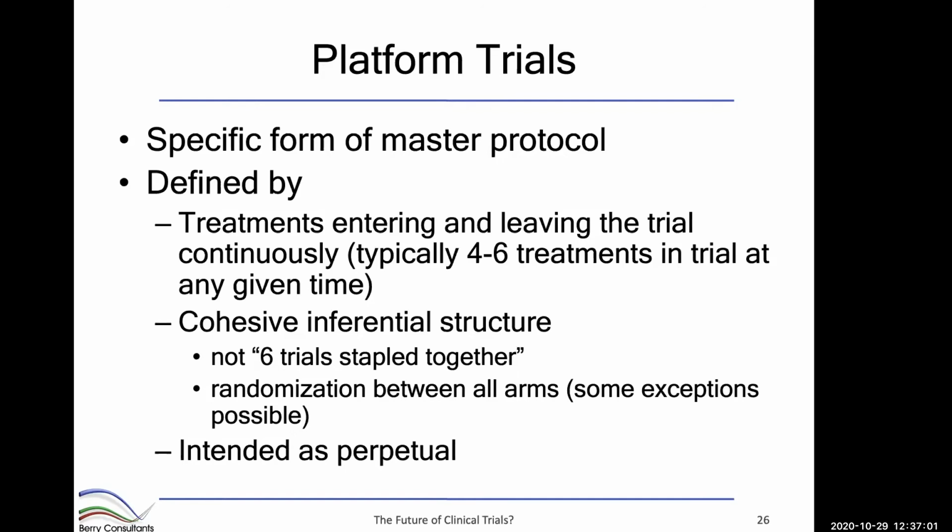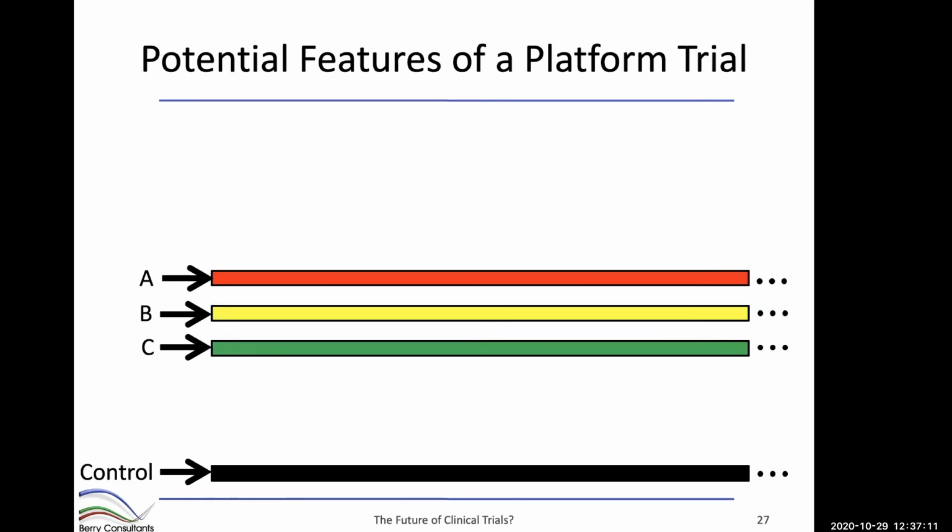These trials are often intended as perpetual. So it's intended that treatments will leave over time and new ones will come in. Kind of an example of this. So this might be a paradigm where you start off enrolling a control and 3 different arms. The WHO Solidarity trial, for example, was enrolling 4 arms and control at the same time. And patients were randomized in that scheme. Solidarity was not a full platform because they don't have the features I'm about to show.